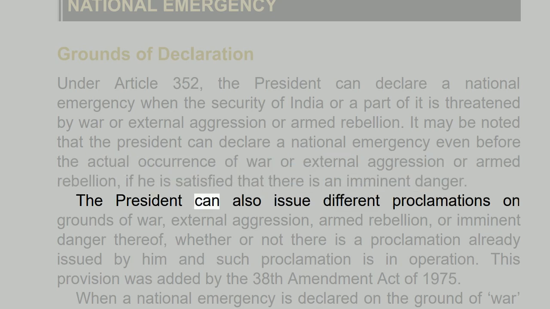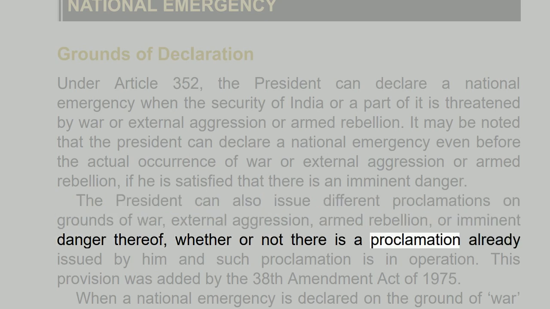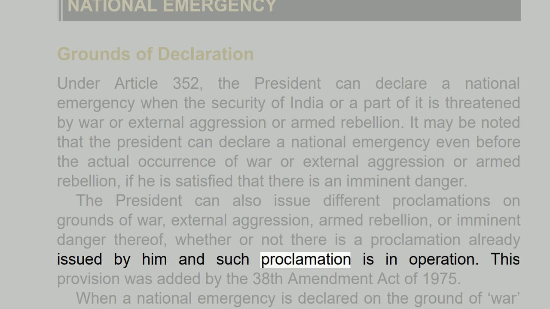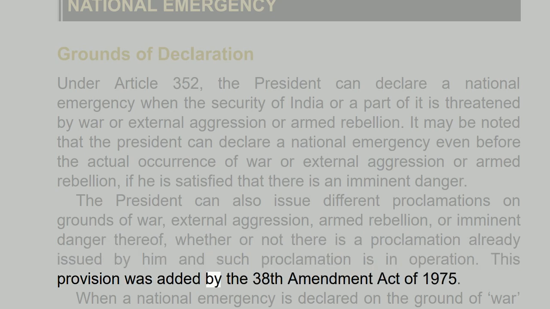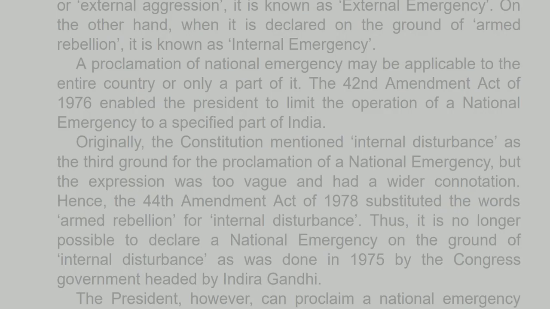The President can also issue different proclamations on grounds of war, external aggression, armed rebellion, or imminent danger thereof, whether or not there is a proclamation already issued by him and such proclamation is in operation. This provision was added by the 38th Amendment Act of 1975. When a national emergency is declared on the ground of war or external aggression, it is known as external emergency. On the other hand, when it is declared on the ground of armed rebellion, it is known as internal emergency.